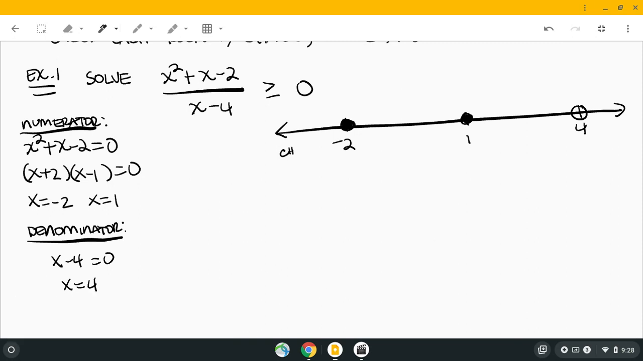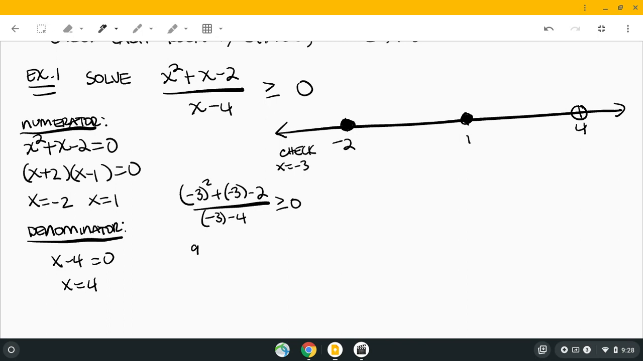Okay, so let's go ahead and check negative 3. x equals negative 3. I'm going to move over here to the left, because it looks like I'm going to need some room for the other regions. Negative 3 squared plus negative 3 minus 2 over negative 3 minus 4. And we want to know if that's greater than or equal to 0.